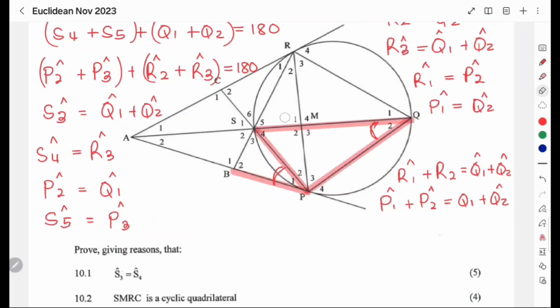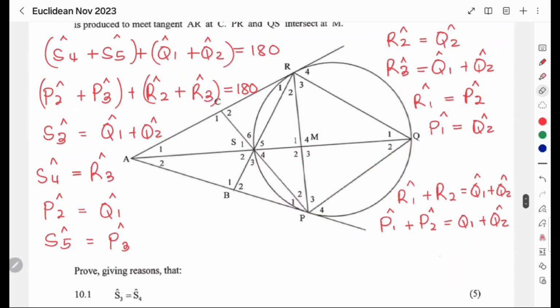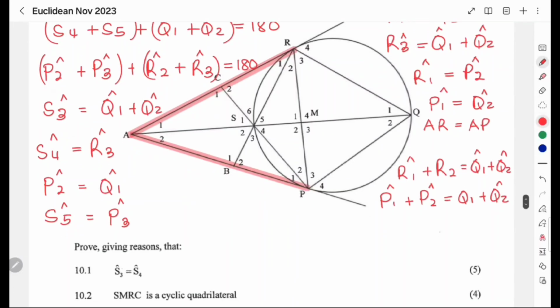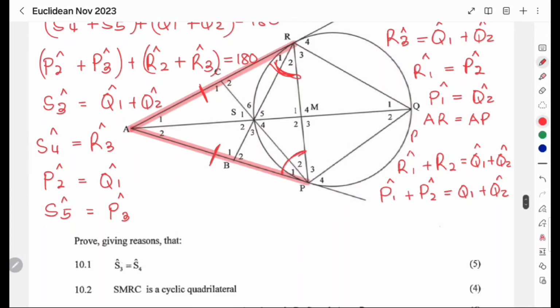In addition to this, because we know that tangent AR and tangent AP are from a common point, it means that the two tangents are equal to each other, and the reason is tangents from a common point. So we can state that AR is equal to AP, and because those two lines are equal, the angles opposite would also be equal, meaning that R1 and 2 is equal to P1 and 2.